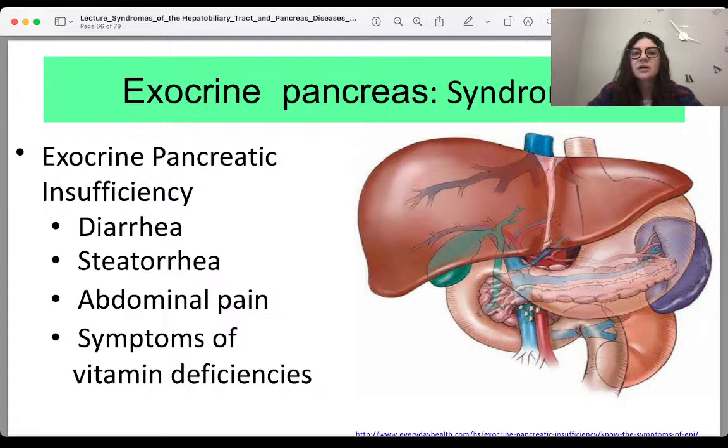And another syndrome for today: syndromes connected with disorders of the exocrine pancreas, and especially I want to talk today about exocrine pancreatic insufficiency. What main symptoms and syndrome does it clinically manifest? It is usually associated with diarrhea, steatorrhea, you remember it is fat in a stool, abdominal pain, and symptoms of vitamin deficiencies.